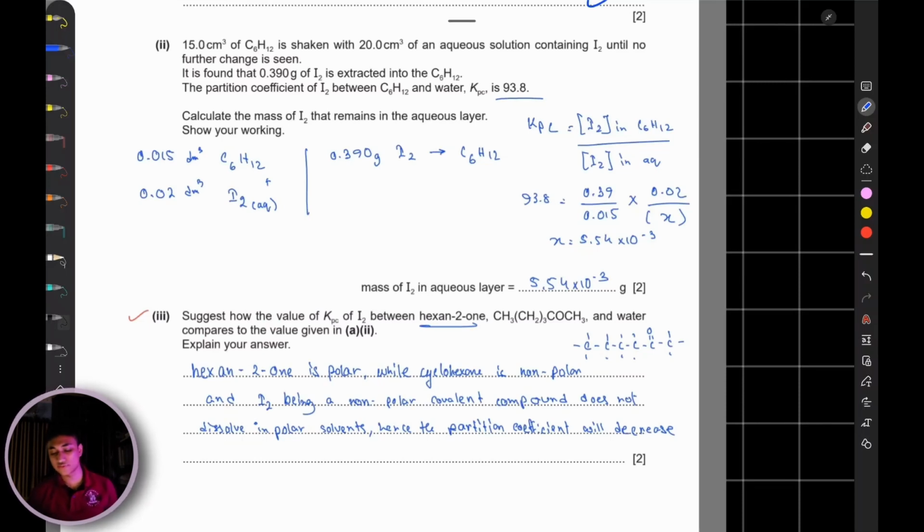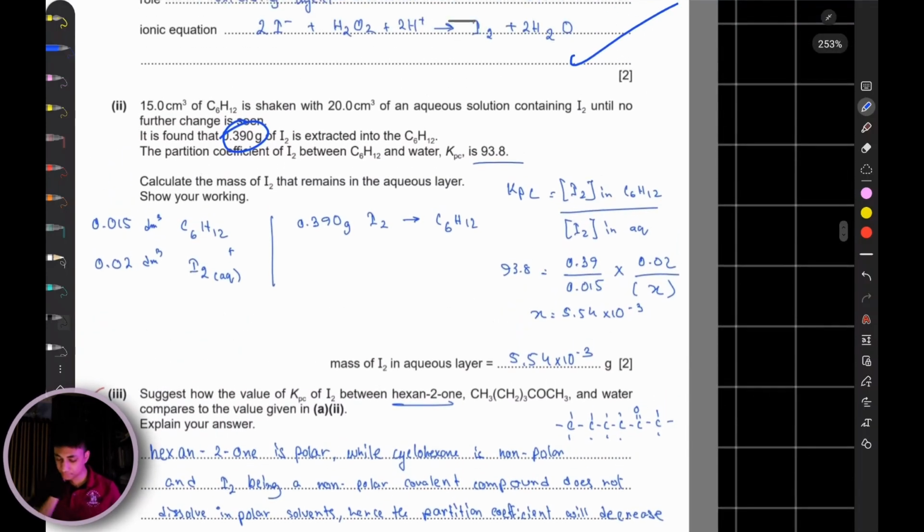The partition coefficient of I2 between both is 93.8, and we must calculate the mass of I2 that remains in the aqueous layer. So this is the amount that has been extracted into the C6H12 cyclohexane. Now this calculation is somewhat easy. You know the volume of cyclohexane, you know the volume of the iodine solution as well, right? So you can find the concentration easily.